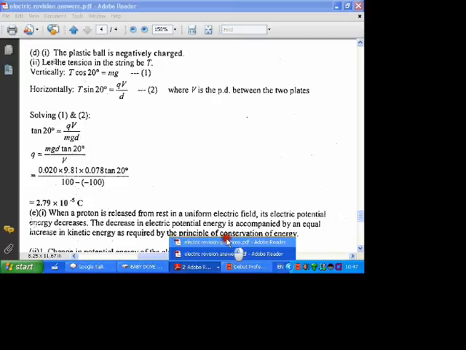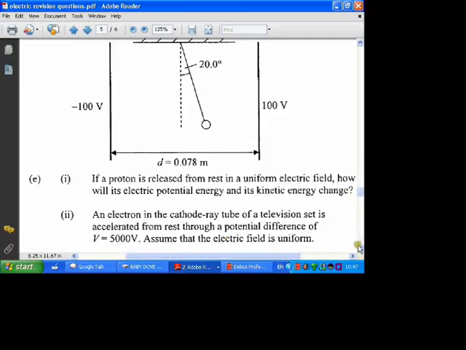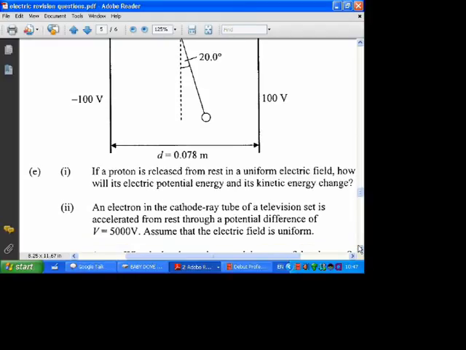Okay, let's look at the next one, which is the TV set. The TV set, this is the last one, part E2. You're supposed to calculate the change in EPE of the electron. So this is an electron, not a proton. It's released inside the TV set. It will be accelerated by a potential difference, so the electron will move towards the higher potential. In this case, the KE gained by the electron comes from the loss in EPE of the electron.